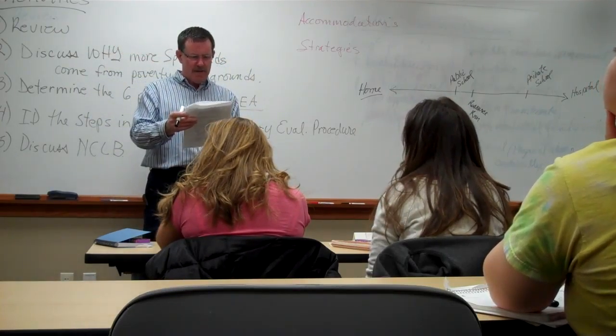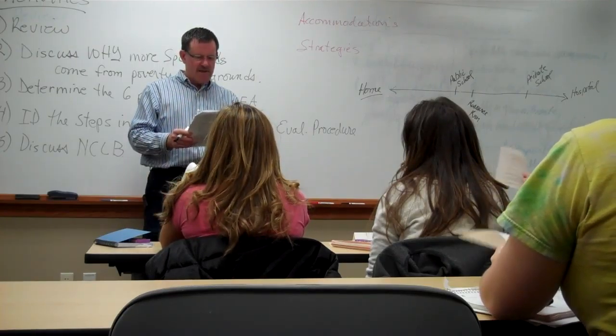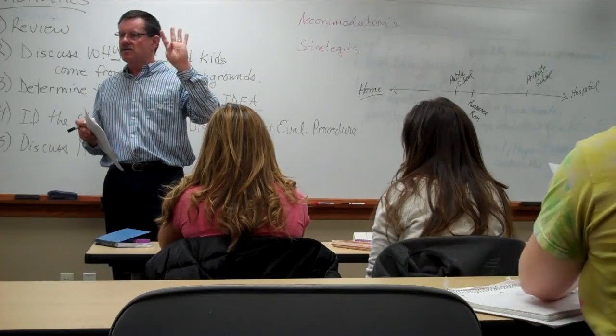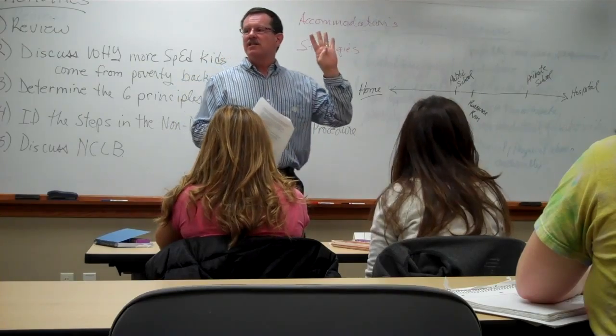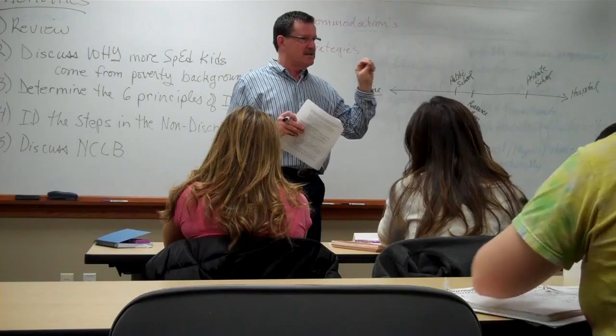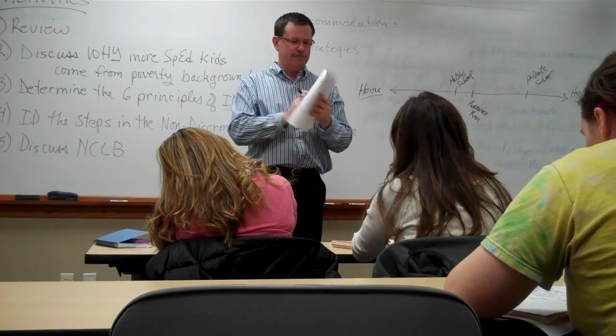Now let's turn to the back page. Let's talk about the non-discriminatory evaluation process. There are 4 steps. This is like the due process. These are like the due process steps. Every kid needs to go through this if they have been identified with a disability.